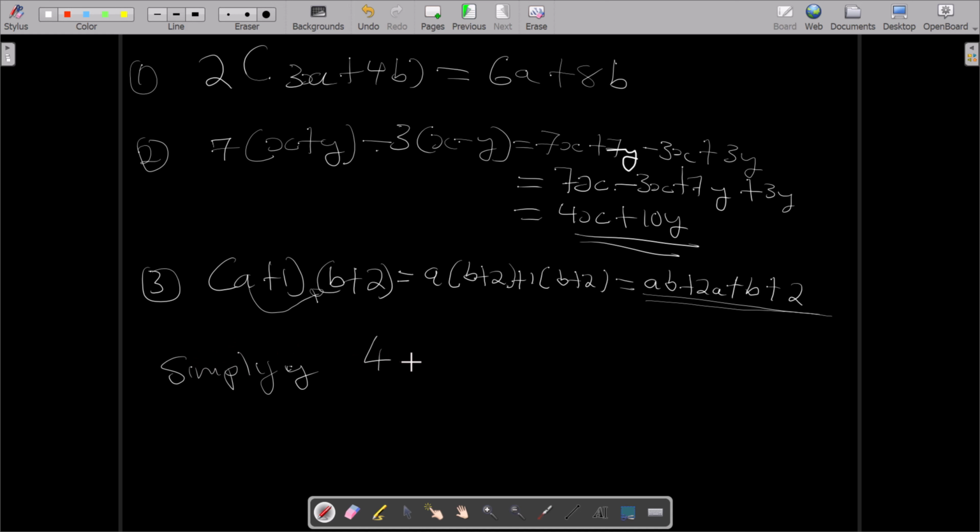Now simplify. 4ab minus 3a bracket b minus 5. Simplify this.